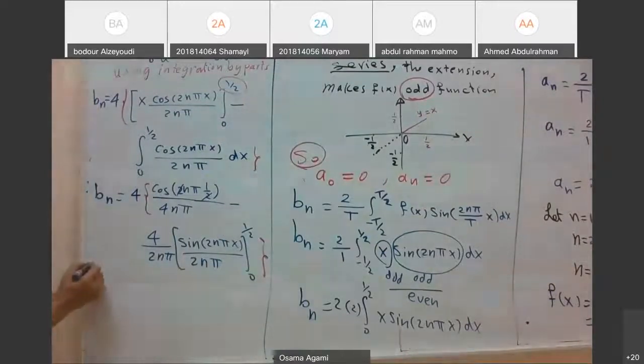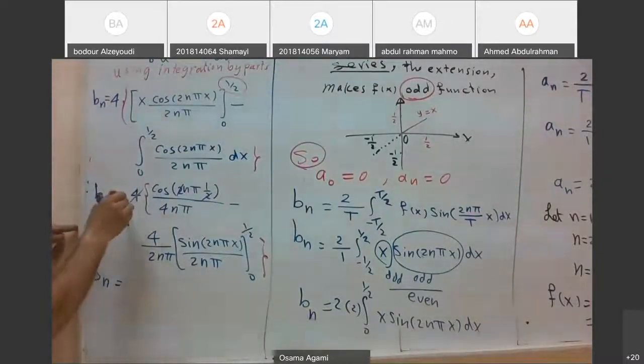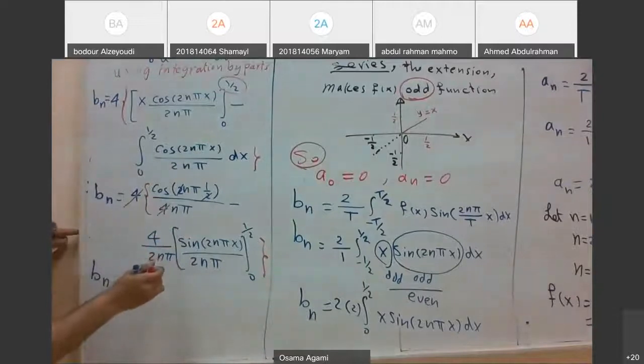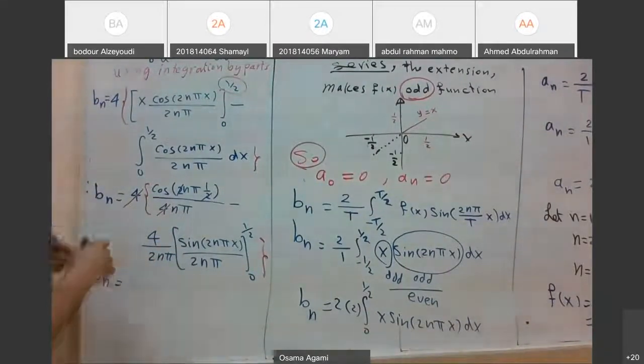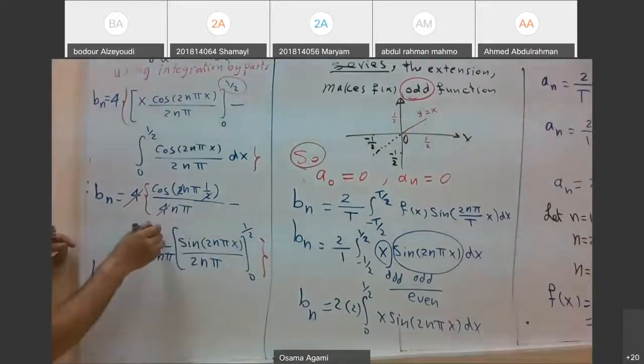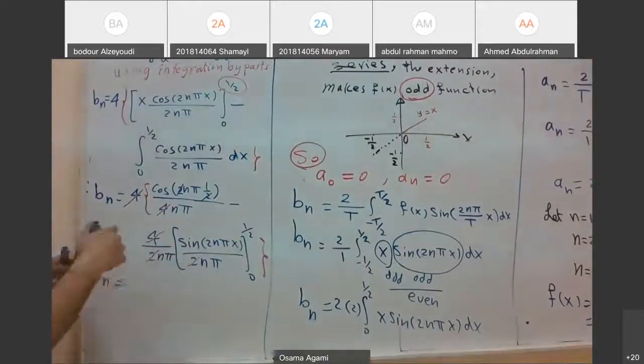Now Bn will equal, yes, you can cancel out this 4 with this one, okay? And also you can cancel out this 4 with this 2, right?